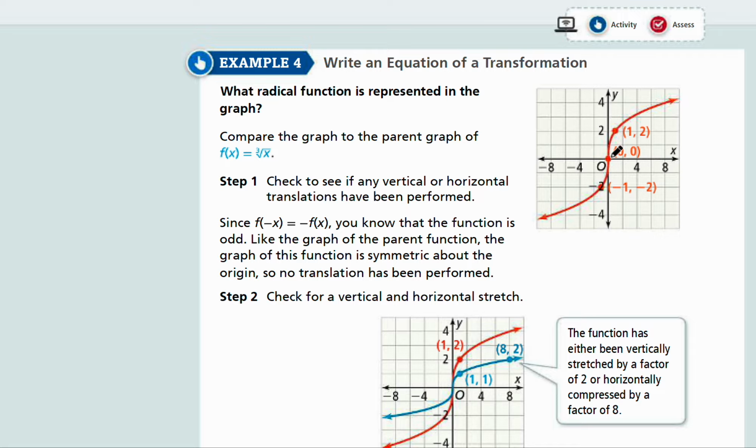So now we're going to look at the parent graph of cube root x. We have (0, 0), (1, 1), right? If it's a parent function. So this one would have (1, 1), and we have (a, 2), and so on. Negative a, negative 2, and so on, right? So this function, we're trying to figure out the equation for that.